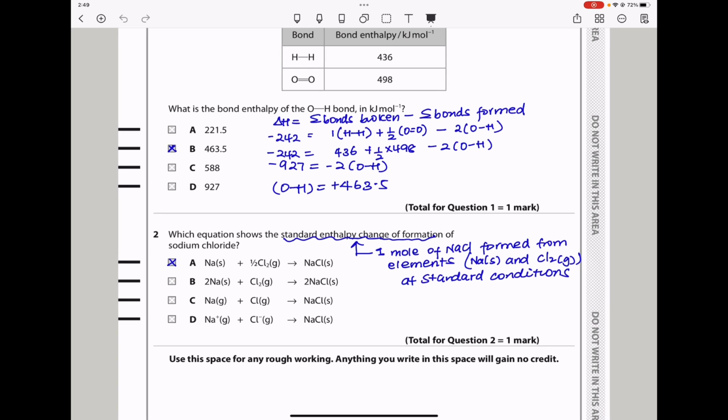Question 2. Which equation shows the standard enthalpy change of formation of sodium chloride? Standard enthalpy change of formation of sodium chloride is when 1 mole of sodium chloride is formed from its elements at standard conditions. So it means if 1 mole of this is formed, it's going to be a half chlorine and 1 sodium, but sodium is going to be solid whereas chlorine is going to be a gas. So the answer should be A.